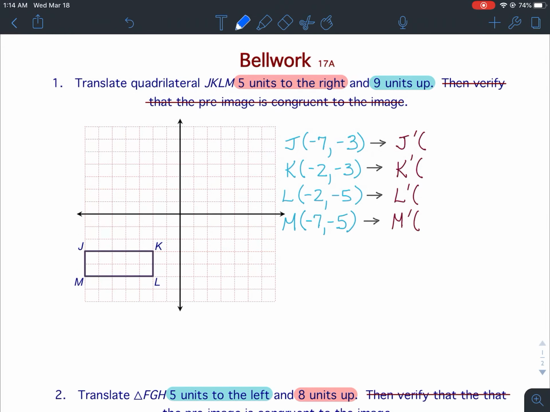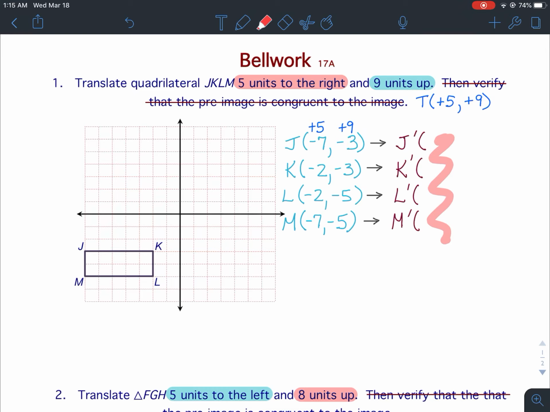So the translation for number 1 would be 5 units to the right. To the right means you add 5. 9 units up means you add 9. So you're going to add 5 to each x coordinate and you're going to add 9 to each y coordinate. So go ahead, you will find J prime, K prime, L prime, and M prime. Make sure you put the ordered pairs here.